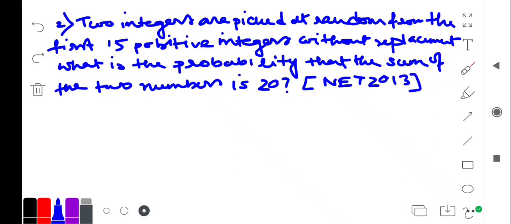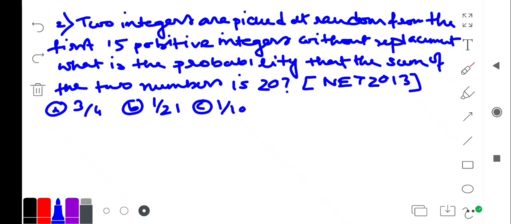The options are A: 3 by 4, B: 1 by 21, C: 1 by 105, and D: 1 by 20. So two integers are picked at random from the first 15 positive integers without replacement. What is the probability that the sum of the two numbers is 20?